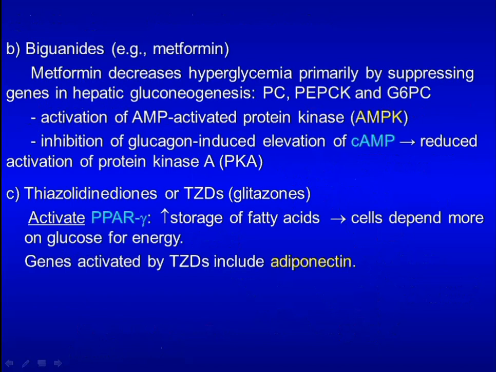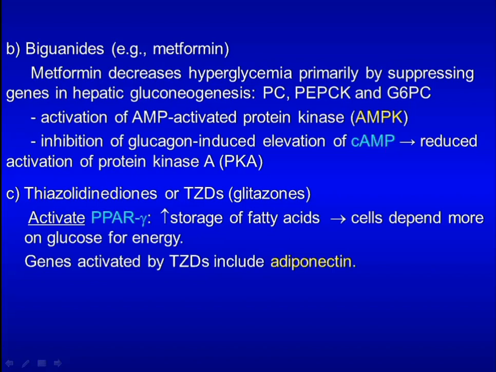Metformin decreases gluconeogenesis by suppressing genes in hepatic gluconeogenesis, including pyruvate carboxylase, PEPCK, and G6PC. G6PC codes for catalytic subunit of glucose 6-phosphatase. Metformin does so by 2 mechanisms. One is to activate AMPK. Second is to inhibit glucagon-induced rise of cyclic AMP.